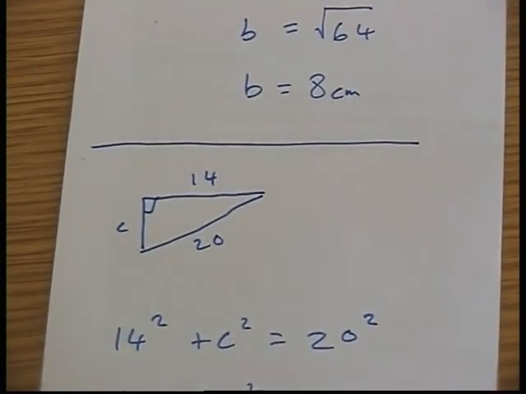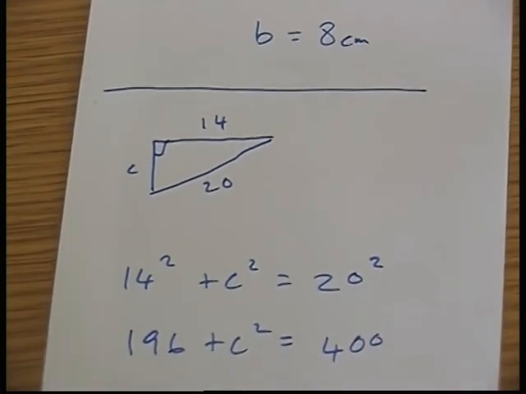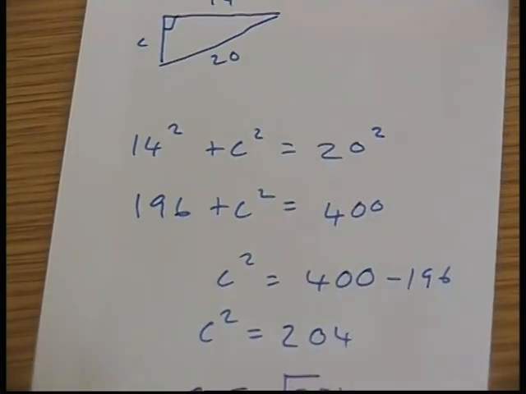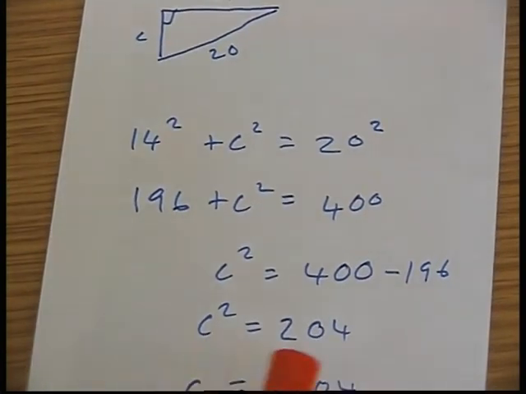What is 14 squared? 196. And what's 20 squared? 400. So 196 plus c squared should equal 400. So how do we get c squared on its own? Get rid of 196. So if we minus 196 from both sides, or just do 400 minus 196, c squared is equal to 204.